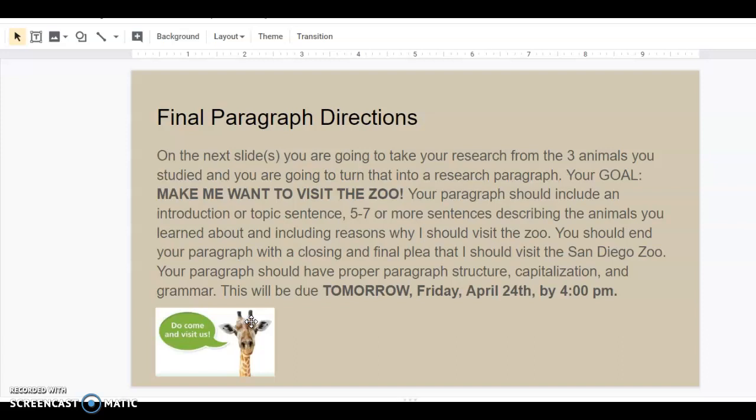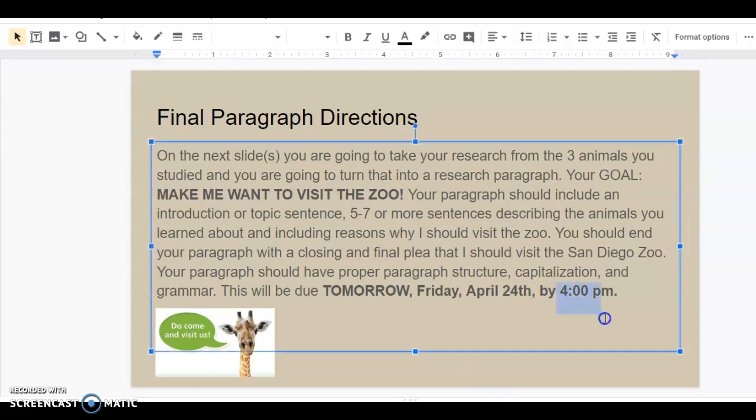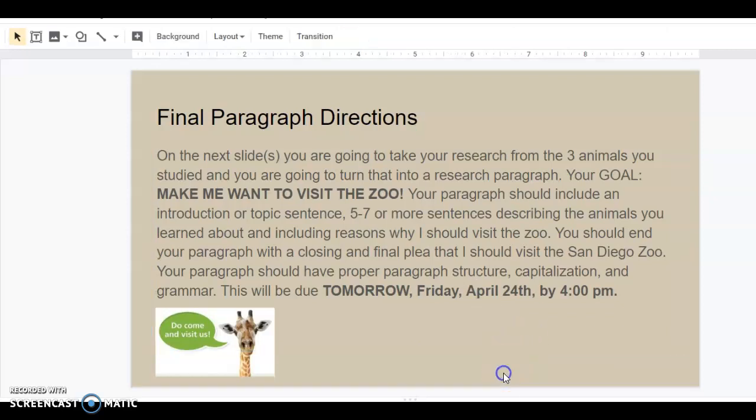paragraph. This paragraph should be a really great 4th grade paragraph. So that's why I have it due tomorrow, Friday, April 24th by 4 p.m. Okay? So just make sure it has a nice paragraph. Make sure it is properly structured and that it really persuades me to come visit the zoo. And always, I'm looking for good description and using your research to help convince me to visit the zoo.